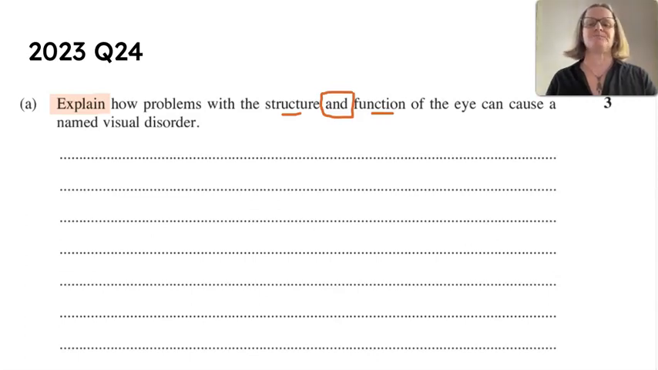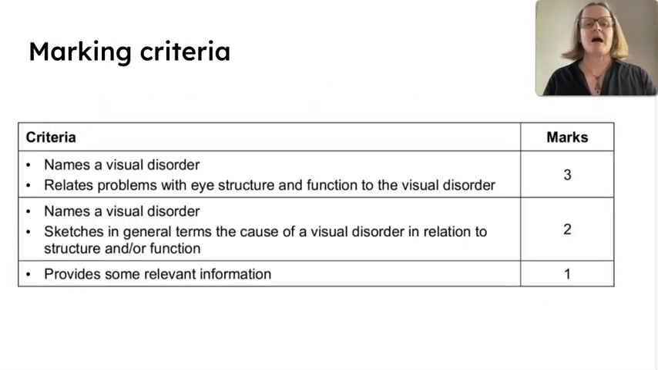So this is module 8. And it then says and how it can cause a named visual disorder. So the answer is going to need to have your named visual disorder and talk about structure and talk about function. So you can see why it's worth 3 marks. So let's have a look at the marking criteria.